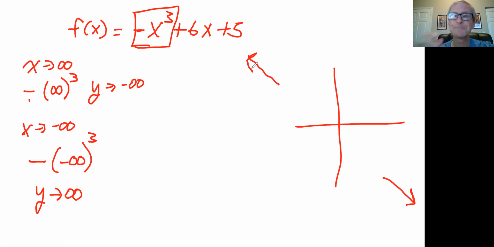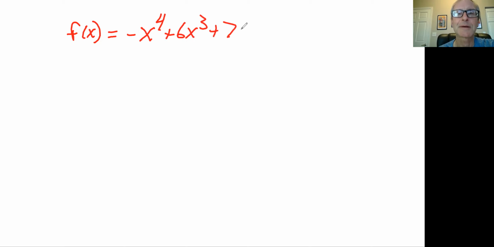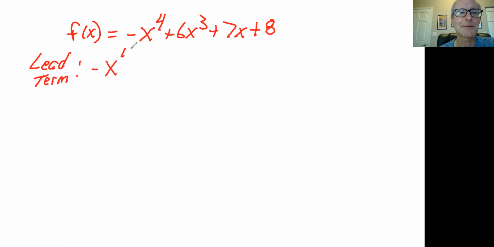Let's do one more. Say like you have f of x equals minus x to the fourth plus 6x cubed plus 7x plus 8. So our leading term, forgot to write that on the last one, sorry, but leading term is minus x to the fourth. So that's the one that we're dictating.